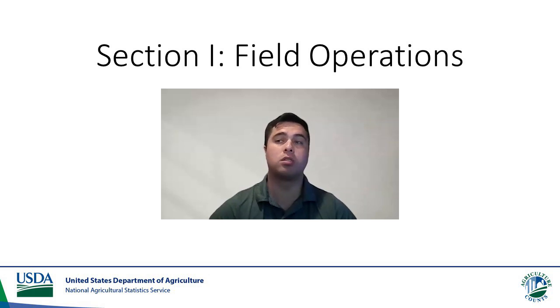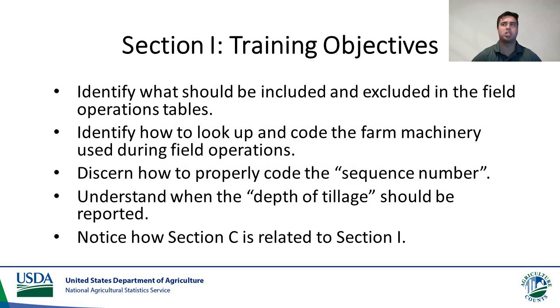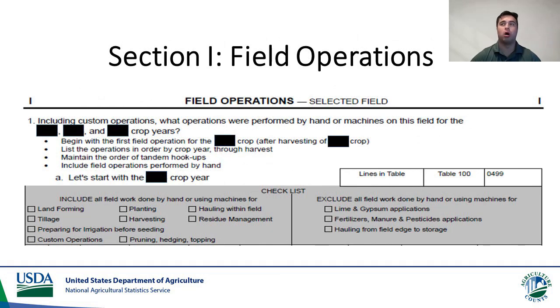Before we get started, it's important to note that some items in Section C will be indicators of special situations you will need to be recording in Section I. By the end of this presentation, you should be able to identify what should be included and excluded in the field operations tables, identify how to look up and code the farm machinery during field operations, discern how to properly code a sequence number, understand when to record the depth of tillage, and notice data relationships between Section C and I.